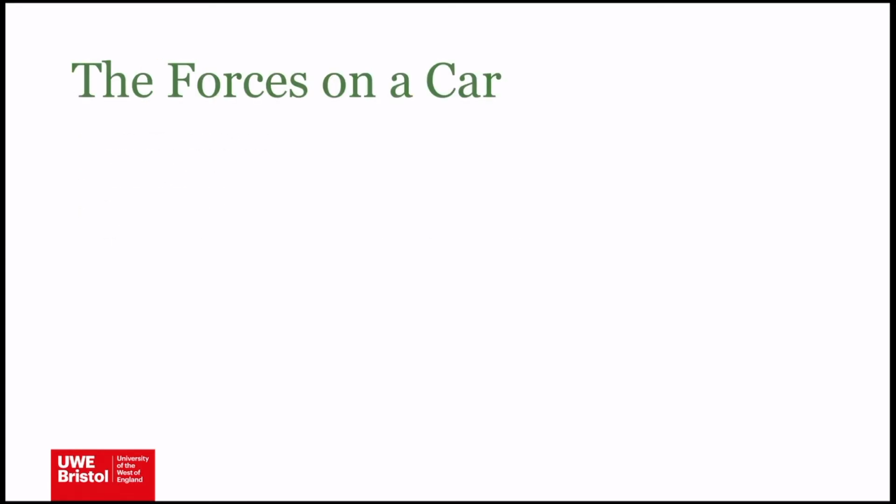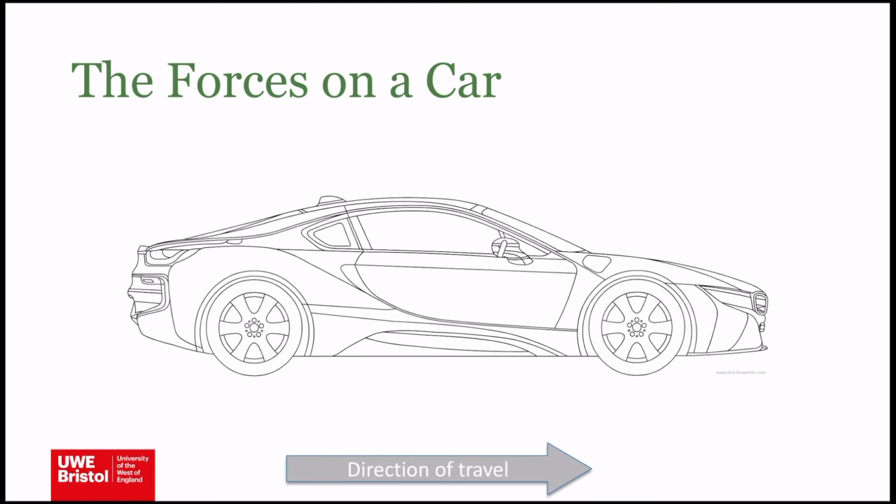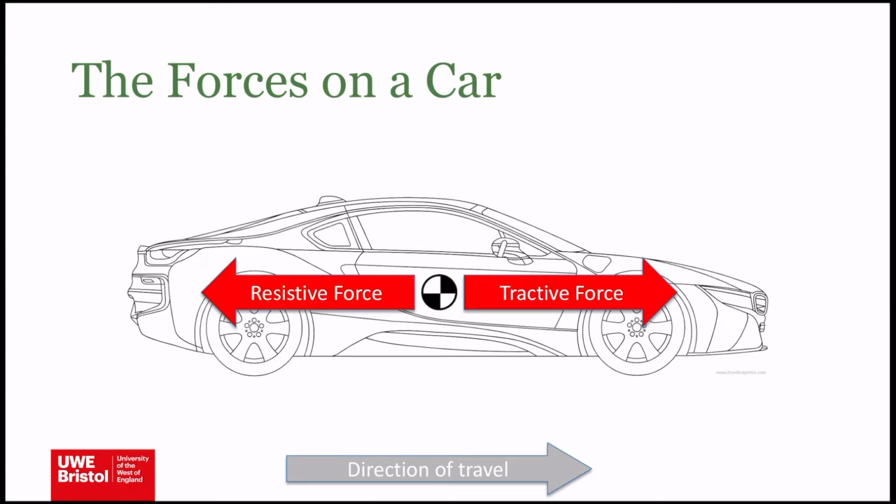So the forces on the car, what have we got? Well, here's my car, a BMW i8, and it's moving in that direction. Obviously to provide that movement, you need a tractive force generated from the engine or the electric motors or whatever is powering the vehicle. There's a tractive force that's going to push the car. Obviously, opposing that motion is a resistive force. That tractive force has to overcome that resistive force.